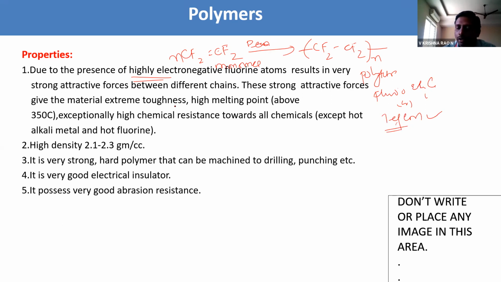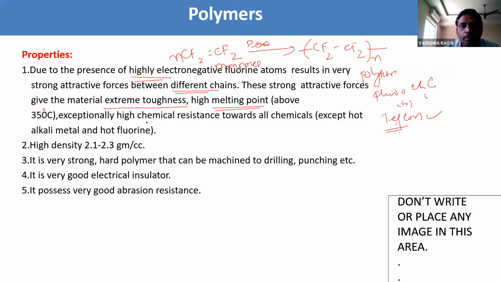Coming to the properties, the presence of highly electronegative fluorine atoms results in very strong attractive forces between the different chains. These strong attractive forces give the material extreme toughness and a high melting point, above 350 degrees centigrade.